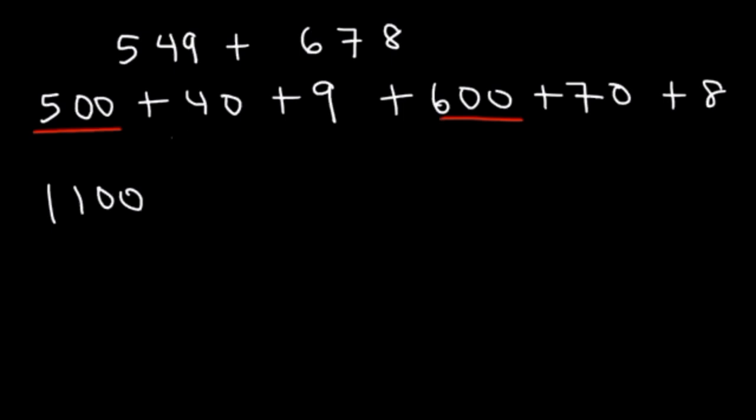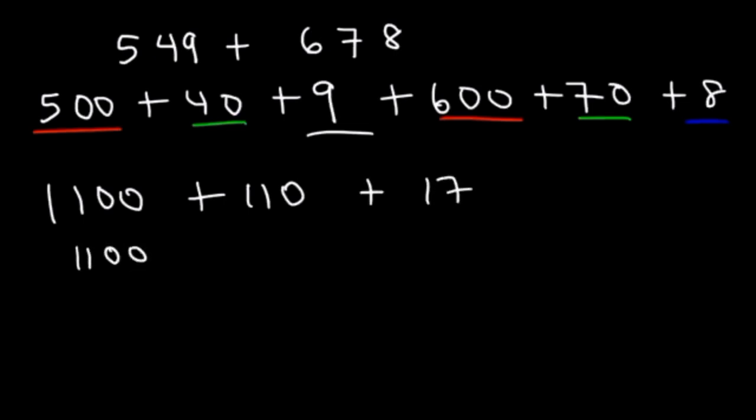Now what about 40 and 70? 4 plus 7 is 11. So 40 and 70 is 110. And then finally, we have 9 plus 8, which is 17. 110 plus 17 is 127. So 1100 plus 127 must be 1227. And so that's the final answer.